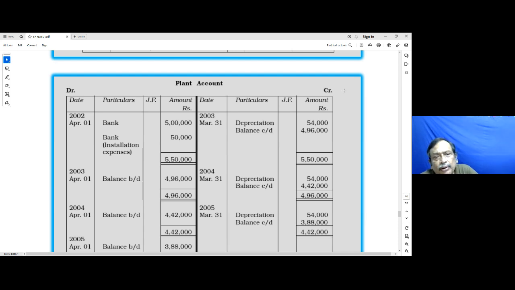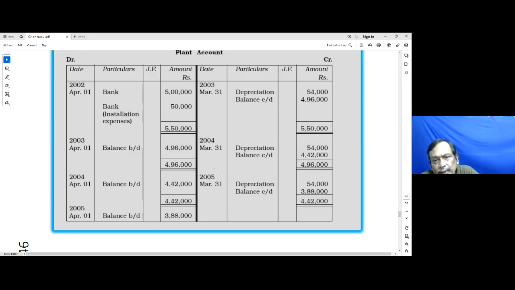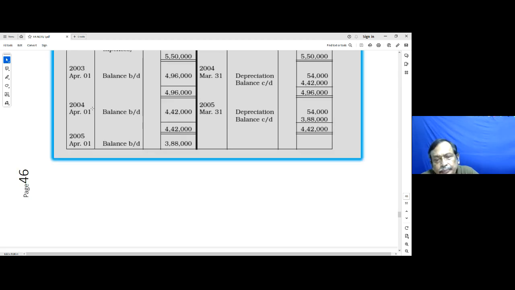Then that balance is brought forward, 4,96,000. Depreciation is 54,000, straight line method. Balance carried down is 4,42,000. Then that balance is brought forward, 4,42,000. Again by depreciation 54,000. Balance carried down is 3,88,000. And finally the balance of the plant after 3 years becomes 3,88,000.